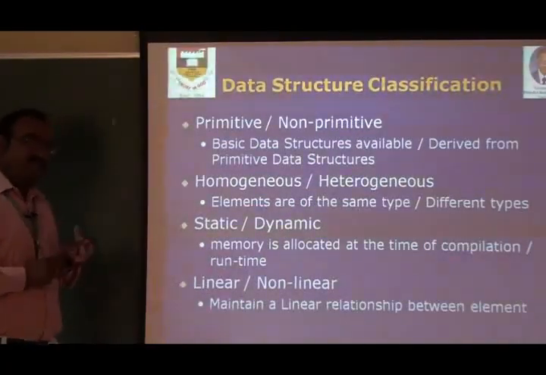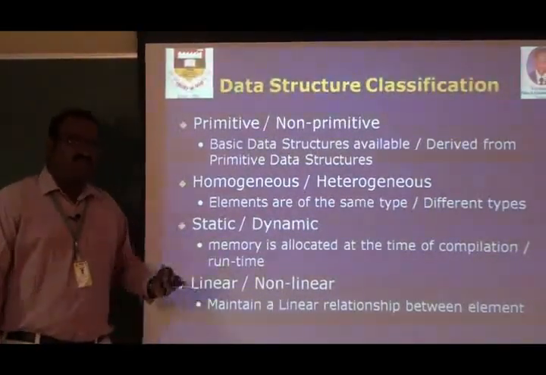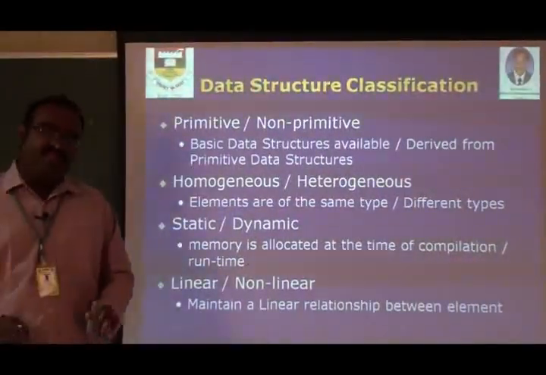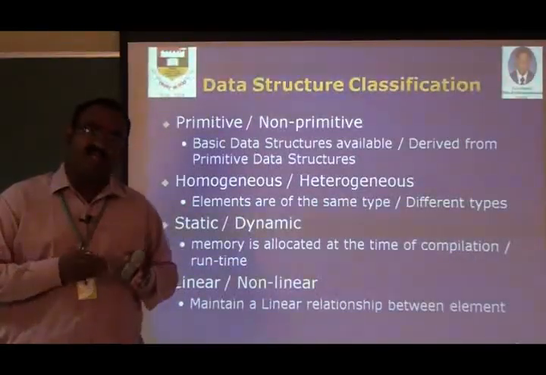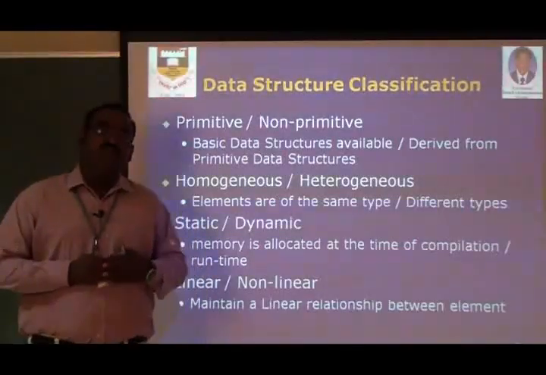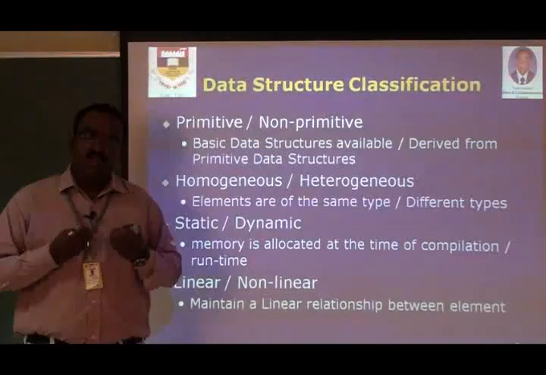So now the types of data structures. There is a lot of classification of data structures. The first one is primitive or non-primitive data structures. So what is primitive? It is a basic data structure provided by all programming languages like C, Fortran, Pascal, Ada, all kinds of object oriented programming and procedure oriented programming. So every programming language is providing the primitive data structures, which is very basic.